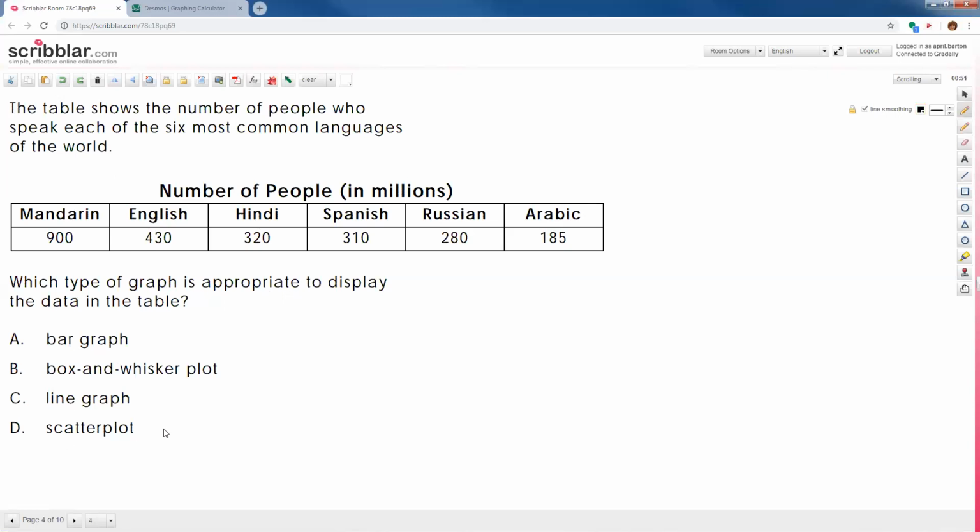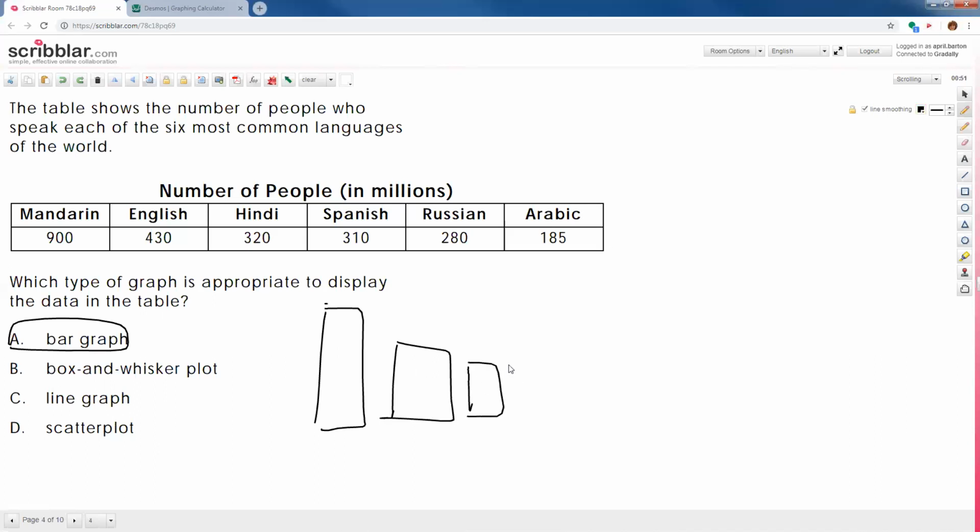So just off the top of your head, which one sounds the most useful? Bar graph. Good. So bar graphs are usually when you want to compare types of things. We want to see, oh, Mandarin has a lot more than English, and English is kind of close to Hindi, and Hindi's really close to Spanish. So if you're comparing different groups, that's a good idea.